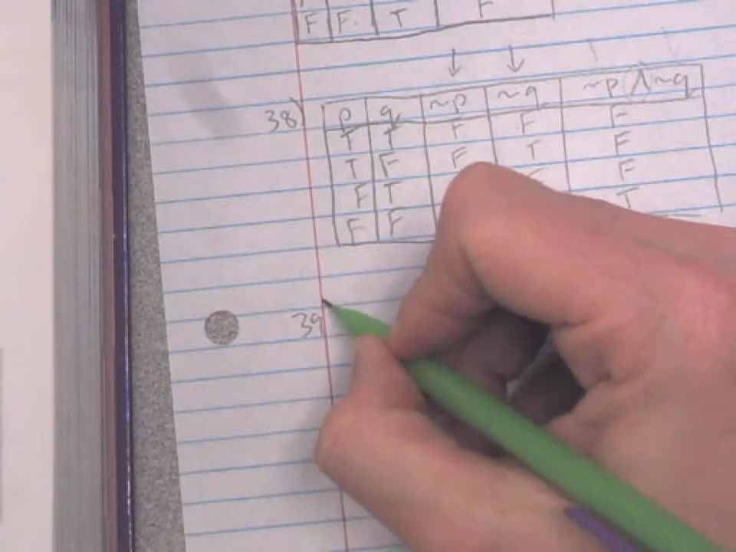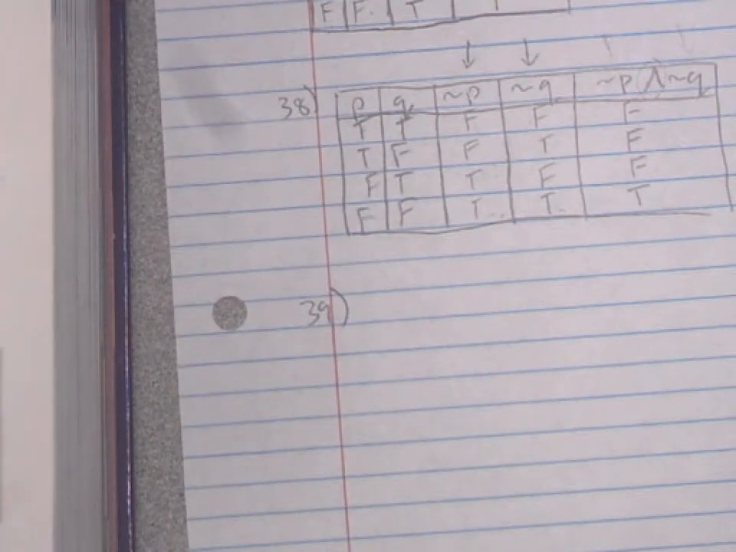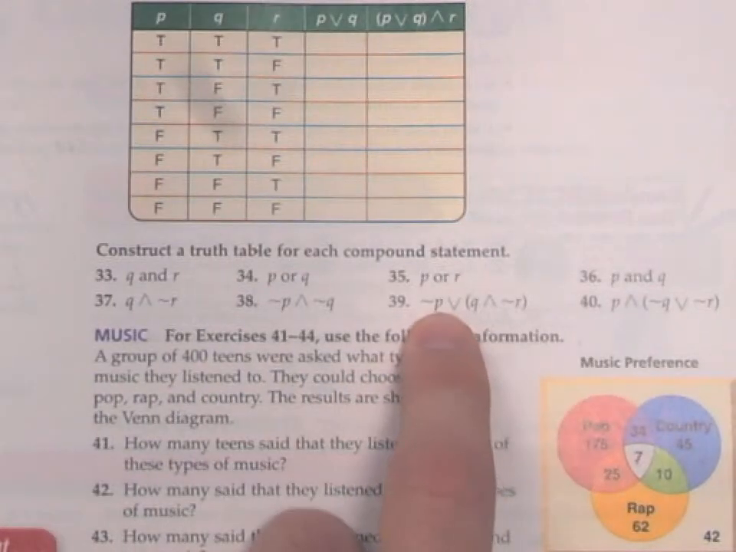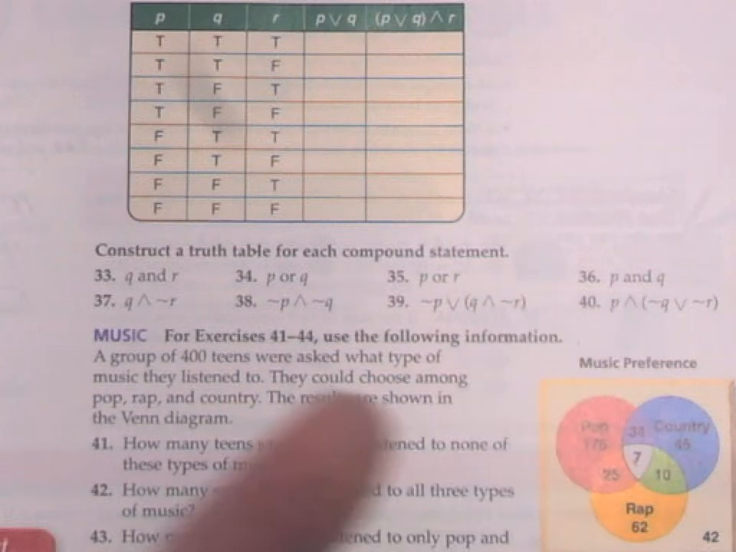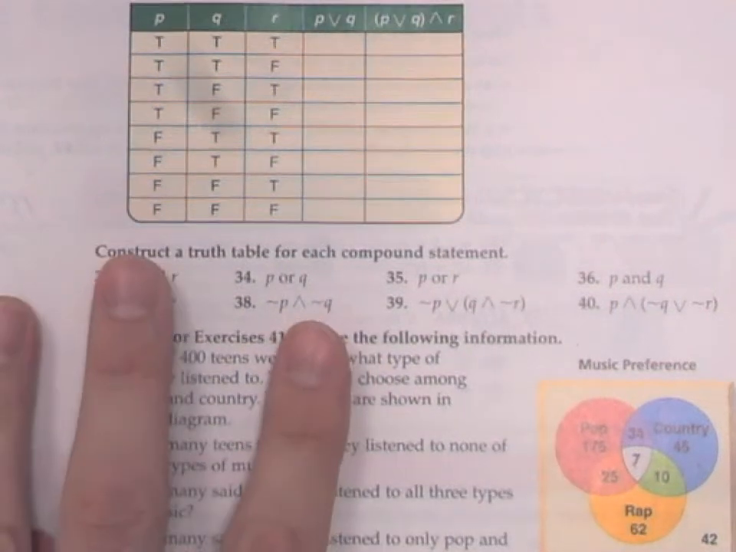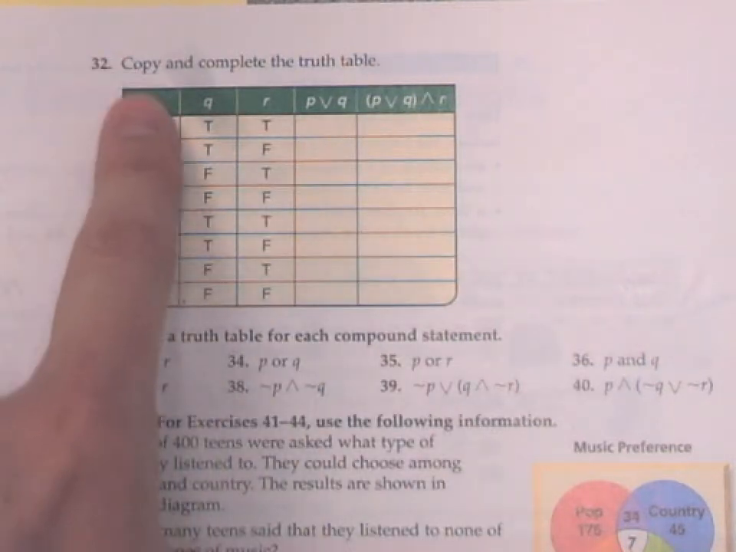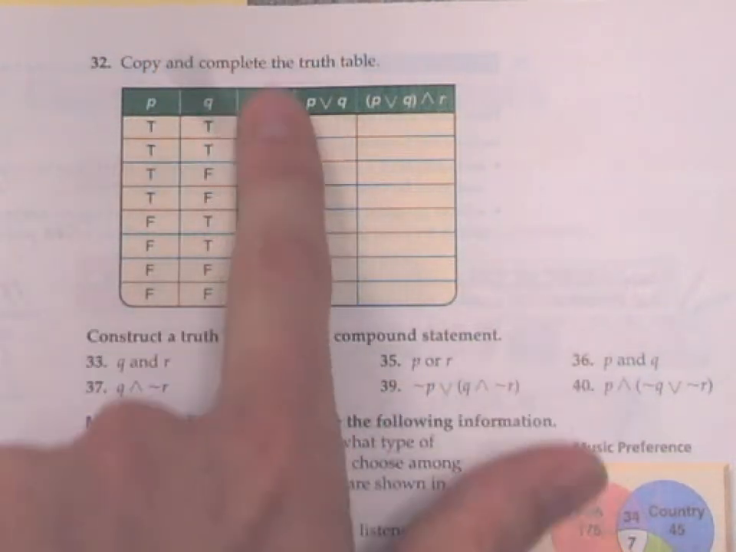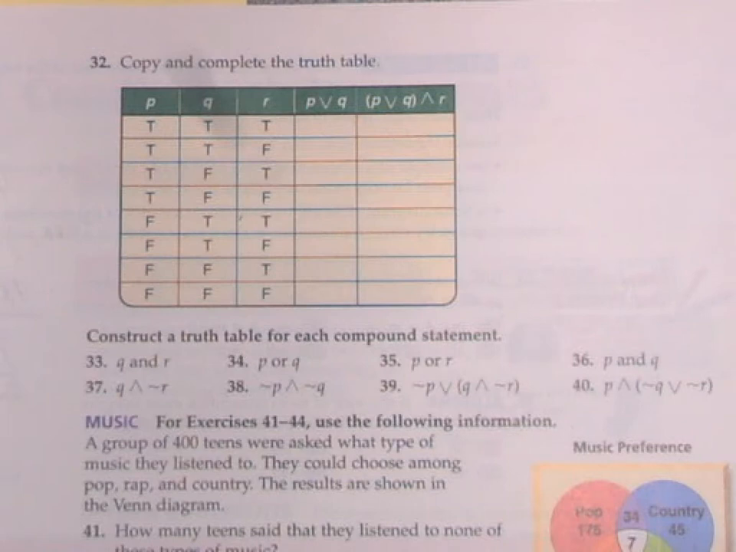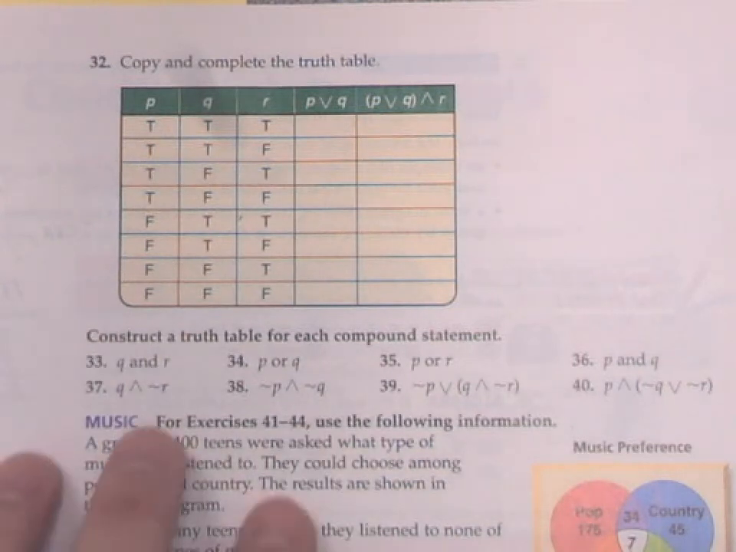All right, let's take a look at 39. Okay, now in this one, 39, we have three letters, P, Q, and R. And you might be wondering, well, how do I set that up? Well, if you've been doing this assignment in order, 32 you've already done, and they show you how to set up all the different possible combinations for P and Q and R, or P, Q, and R as letters.